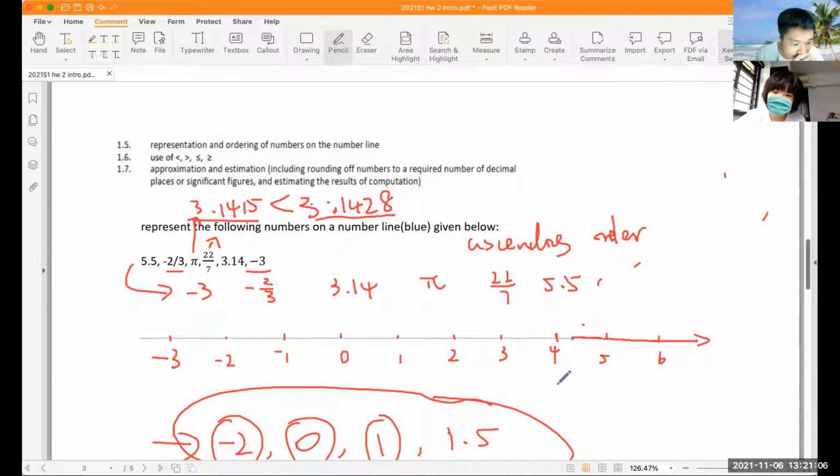So I need to write down the -3 first. Okay, good, -3 is here. Then -2/3: -2/3 is -0.666 and so on, so it's somewhere here. And then you have the 3.14, which is here.